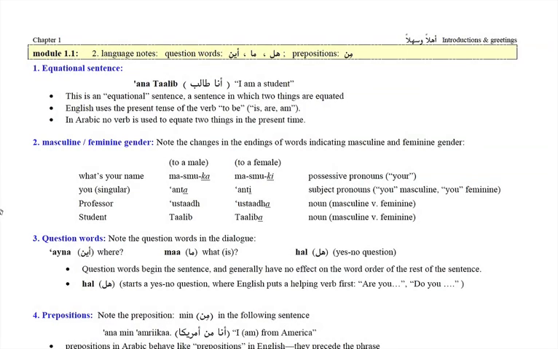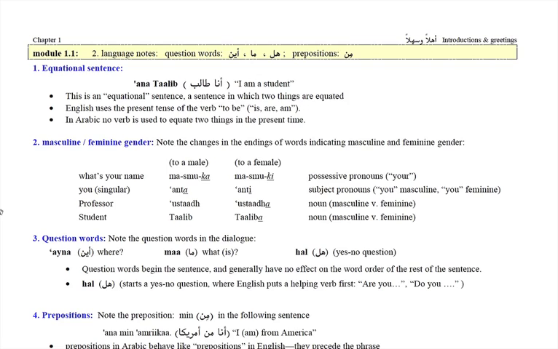Module 1.1. Part 2, language notes. This is the kind of grammatical explanation behind the phrases that you've been learning in class. First one has to do with an equational sentence. I mentioned before that I am a student in English is called an equational sentence. It uses the verb to be in some form or another.